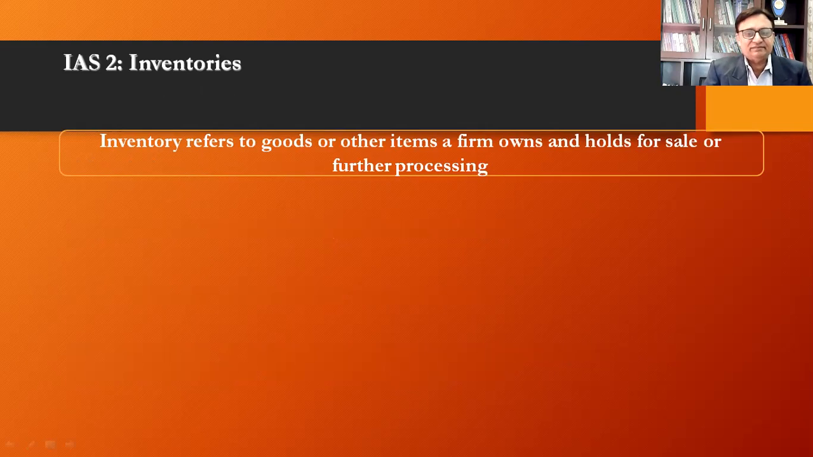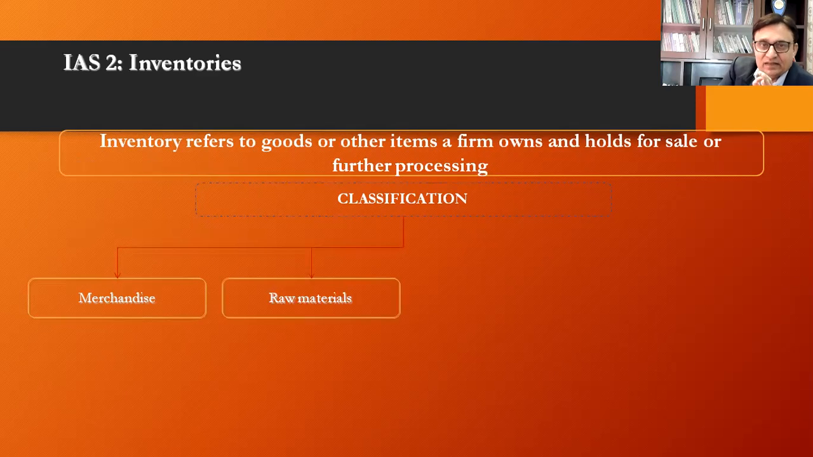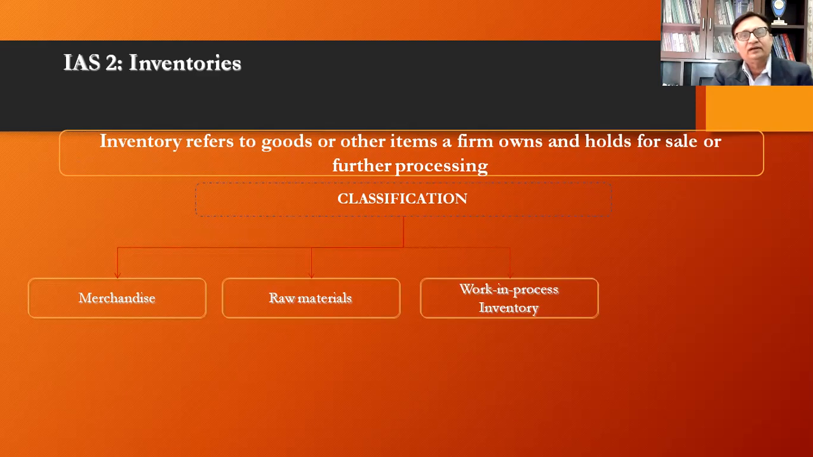Inventories refer to goods or other items a firm owns and holds for further processing. It has many classifications, around four or five types. First, it may be merchandise inventory. Secondly, it may be raw material. Merchandise inventory means they are already in finished goods format. Raw material needs to be converted into finished goods. Similarly, you may have work in process, on which some processes have already been done, but some more needs to be done to make it a finished product.